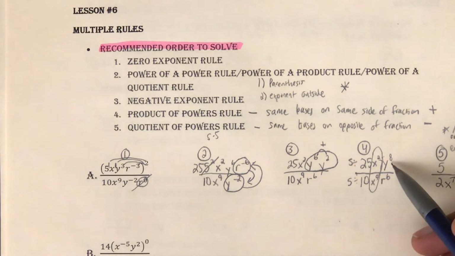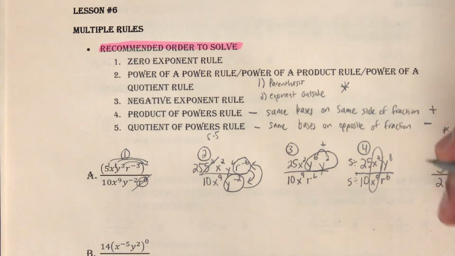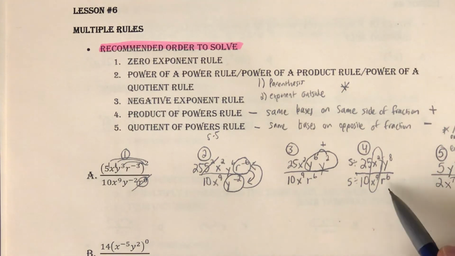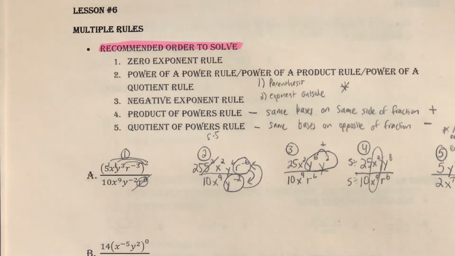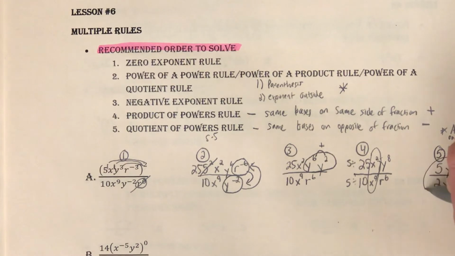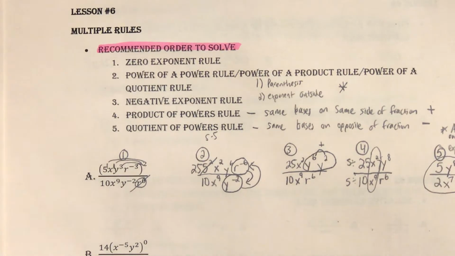Now my y to the 8th doesn't have a like base on the bottom, so it's going to stay on the top. So y to the 8th stays on the top. And then my r to the 6th on the bottom doesn't have a like base on the top, so it's going to stay on the bottom and stay as r to the 6th. So my final simplified exponential expression on this one is 5 y to the 8th over 2x to the 7th r to the 6th.